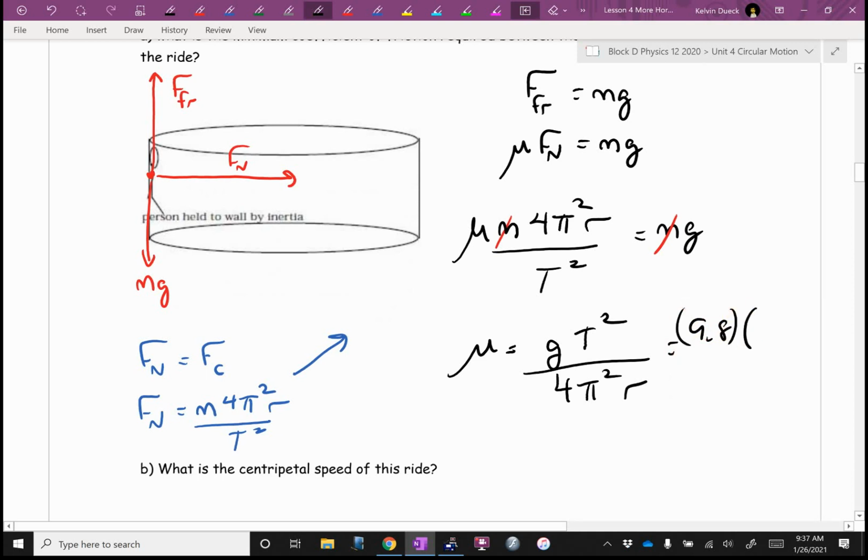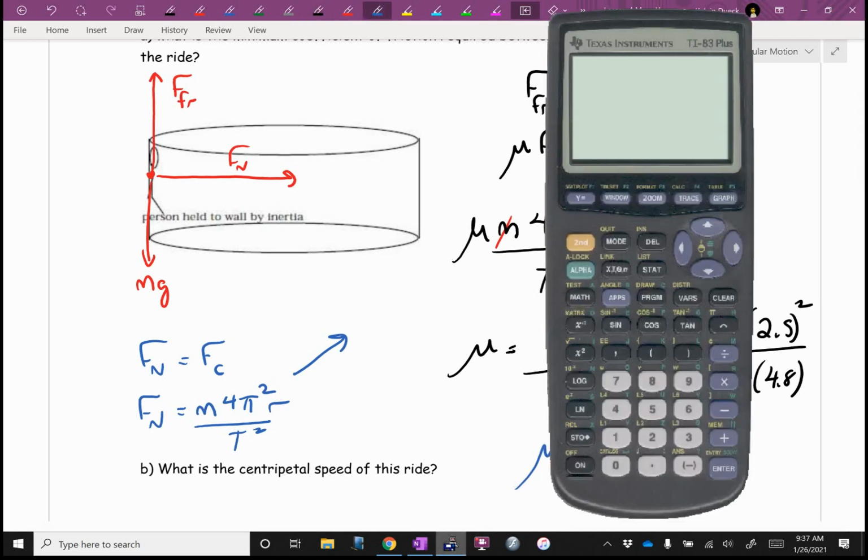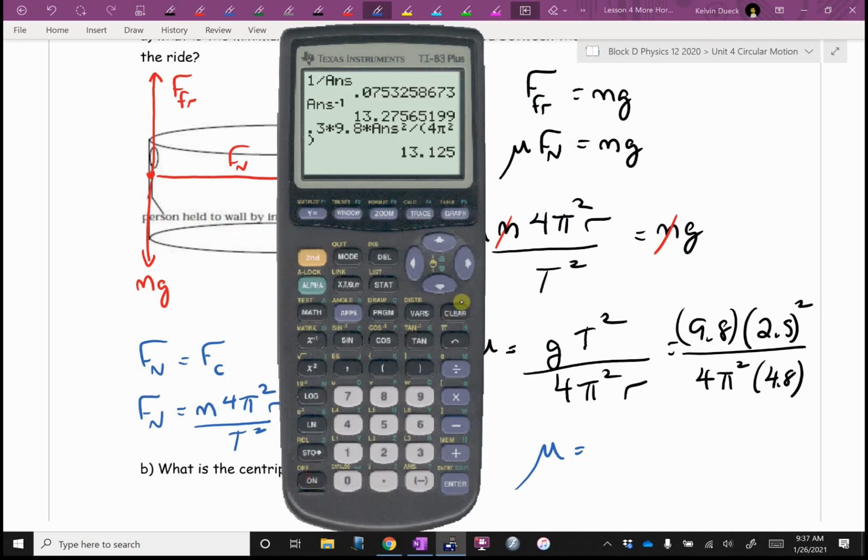I scrolled down. What was the period? Was it 2.5? Squared all over 4 pi squared. What was the radius? Again, I strongly encourage all of you to try these so that you know where your pi button and your pi squared and all that weird stuff is. I'm hoping I get a mu between 0 and 1 because I was making up numbers, but I was trying.